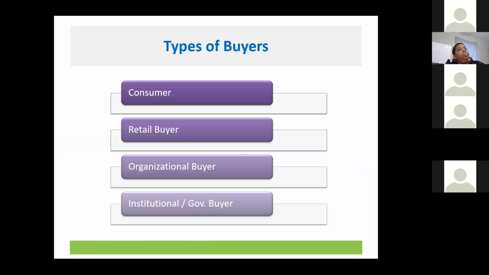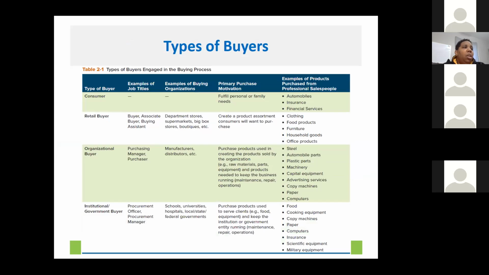Right. So when we talk about the types of buyers, we have multiple. Okay. We have a consumer. That's you, me, everybody on this call. We are consumers, solitary persons that are out buying. Then we have a retail buyer, an organizational buyer, and an institutional or government buyer. Okay. So here's some examples.